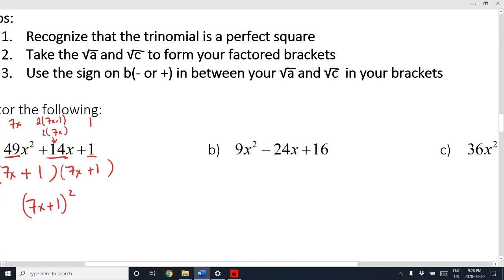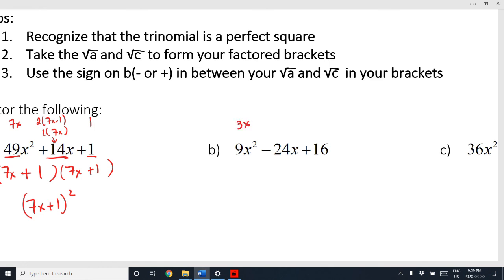All right, so what we're going to do is try example B here. And the first thing we're going to do is recognize that the trinomial is a perfect square. So the clue is you look at the A term and the C term, and we see if those are squared numbers. And we know 9 is a squared number and 16 is a squared number. So I'm going to go ahead and write what the square root of each of these would be above them.